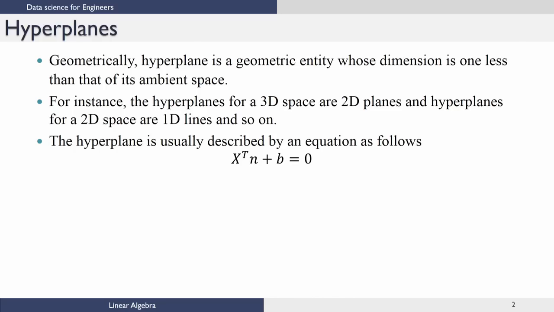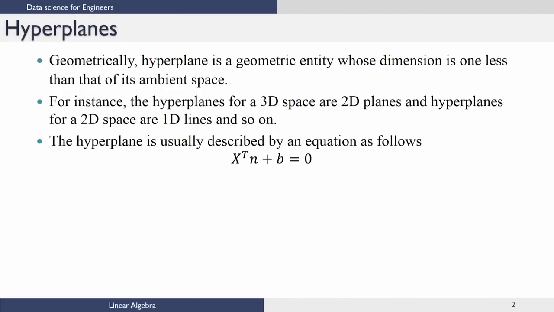Geometrically, a hyperplane is a geometric entity whose dimension is one less than that of its ambient space. So, what this means is the following. For example, if you take the 3D space, then a hyperplane is a geometric entity which is one dimension less. So, it is going to be two dimensions, and a two dimensional entity in a 3D space would be a plane. Now, if you take two dimensions, then one dimension less would be a single dimensional geometric entity, which would be a line, and so on.